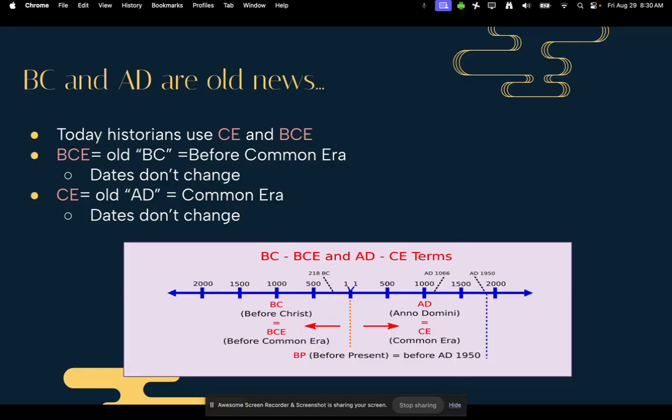Same thing with CE. CE is like the new AD. CE stands for Common Era. And again, the dates don't change. So as you can see here, year 1 would still be the year 1 whether it was AD or CE.